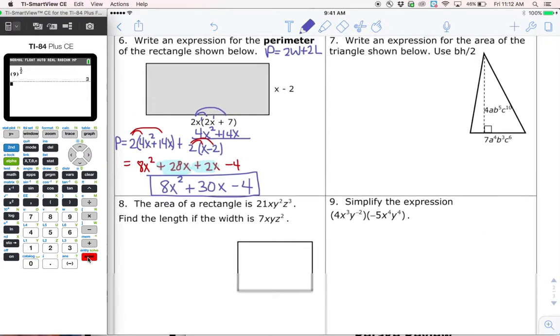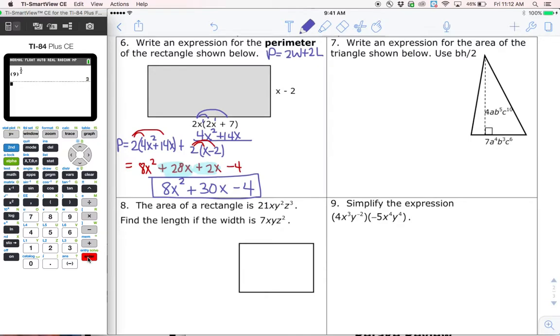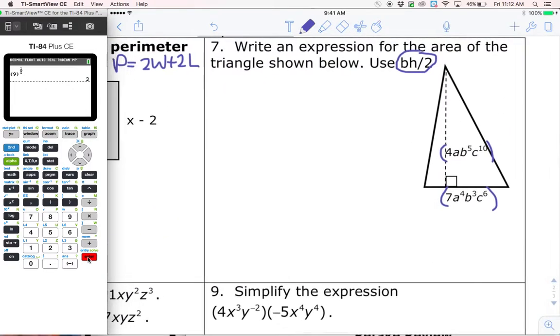All right. Don't confuse perimeter with area, right? On the next one, we've got area, and we know to use base times height divided by 2. So we're going to multiply our base times our height. Okay? So I'm going to take my area formula, and I've got my base 7a to the 4th, b to the 3rd, c to the 6th, times my height, which is 4a, b to the 5th, c to the 10th. And I get to divide all of that by 2.